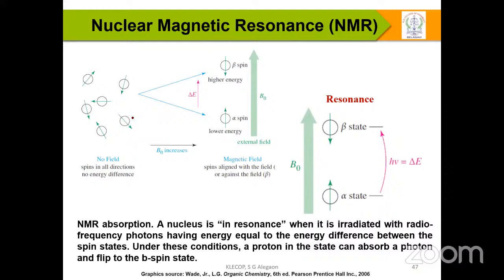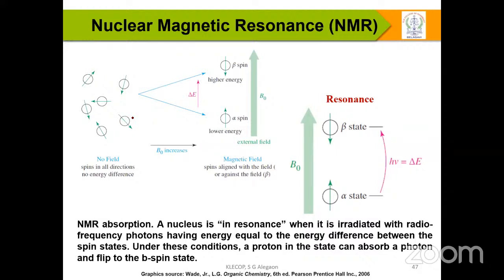Usually, a proton in the lower energy state we call alpha spin, and a proton in the higher energy state we call beta spin. What exactly happens in resonance? In just one minute I can tell you. Sometimes people ask what the NMR absorption, or resonance, is.